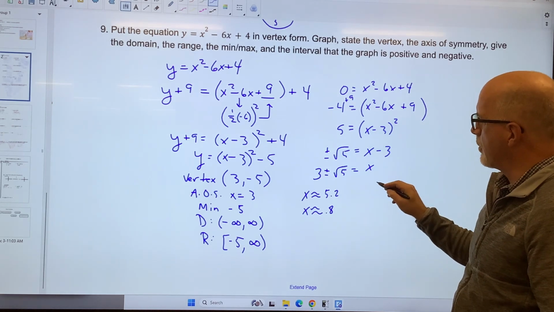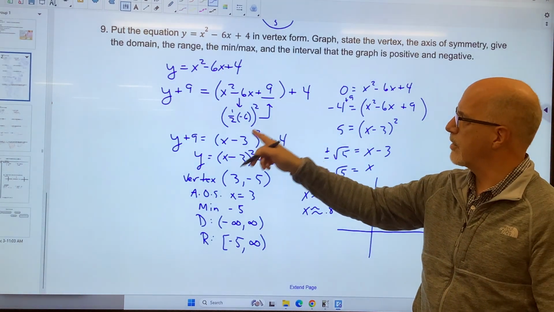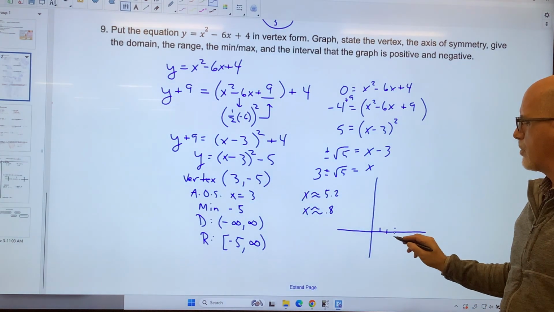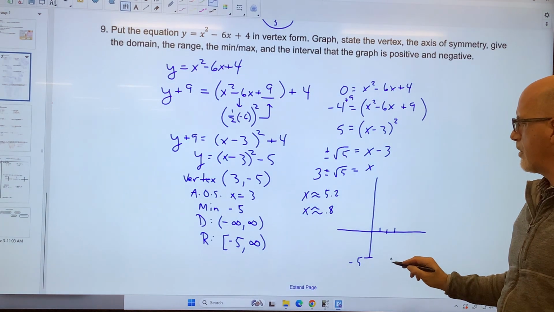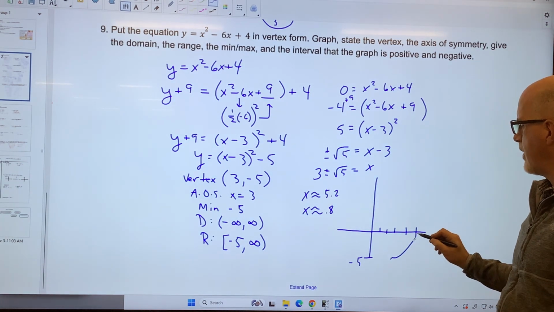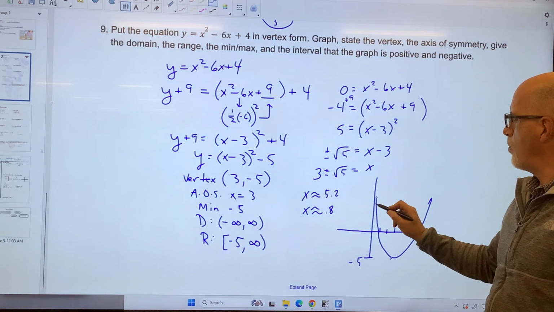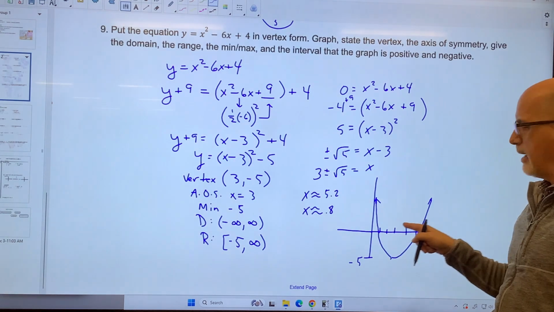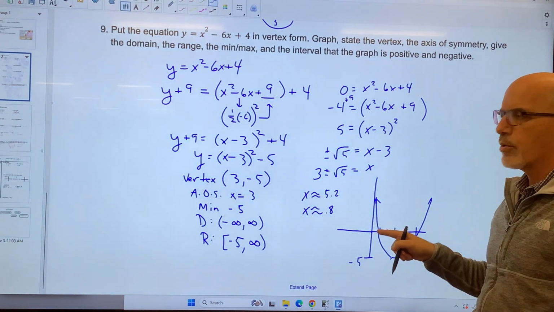Now, if you think about what the graph would look like on this, notice our vertex is going to be at 3, -5. So 1, 2, 3, down at -5. So down here. And then it crosses just past 5, and it crosses just before we get to 1. So these 2 points, 0.8 here, and also out here at 5.2, those are where it crosses.